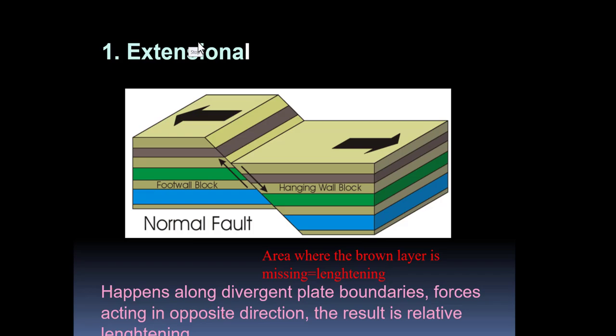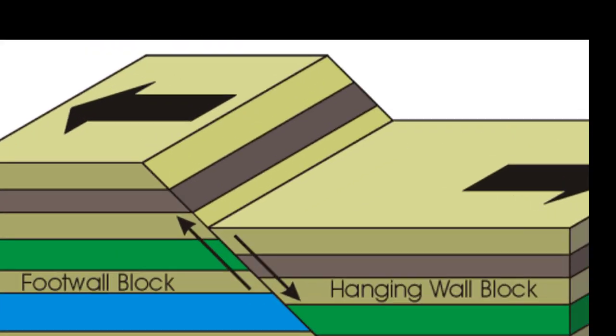We are going to start with the extensional environment, which is the first type. This happens along divergent plate boundaries. The most common fault along this kind of plate boundaries are normal faults. I will use a block diagram so you understand what happens here. As you can see, here is the fault plane.